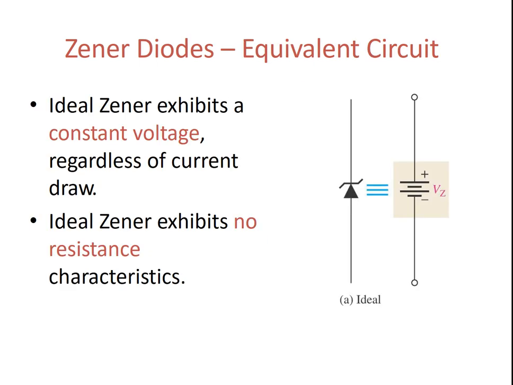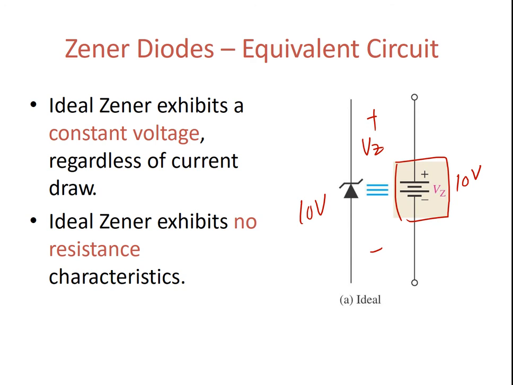If we make the equivalent circuit, as I am saying again and again, in the reverse biased operation we can replace this with a constant battery, because we will get a constant voltage drop here. For example, if the Zener breakdown voltage is 10 volt, I can replace this with a 10 volt battery, just a constant voltage drop.